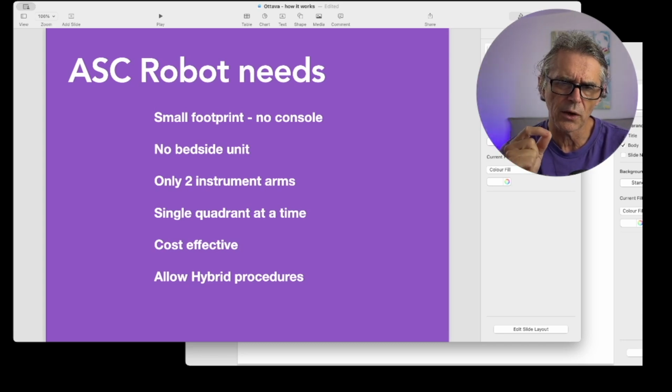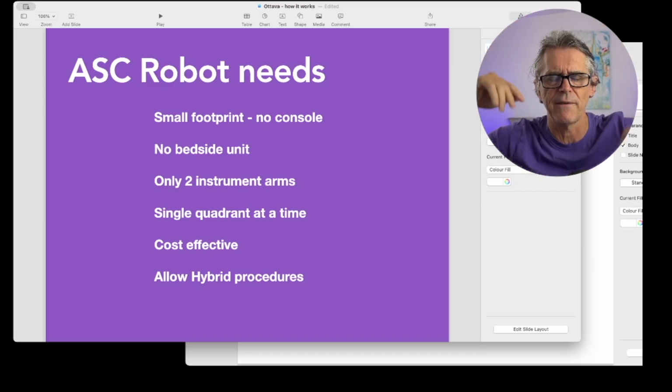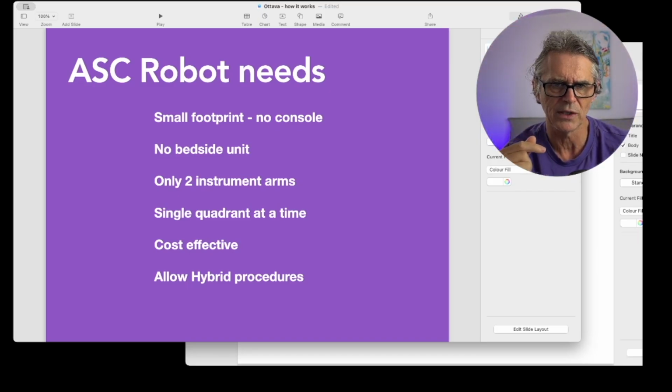And it's probably got to come from either the floor or the bed upwards, because you might not have all the height that you have in a major operating room over a main block. So you have to think about that. And ideally, you'd like to eliminate the console. The console is a big piece of kit to have in an operating room. No bedside unit. What do I mean by that?